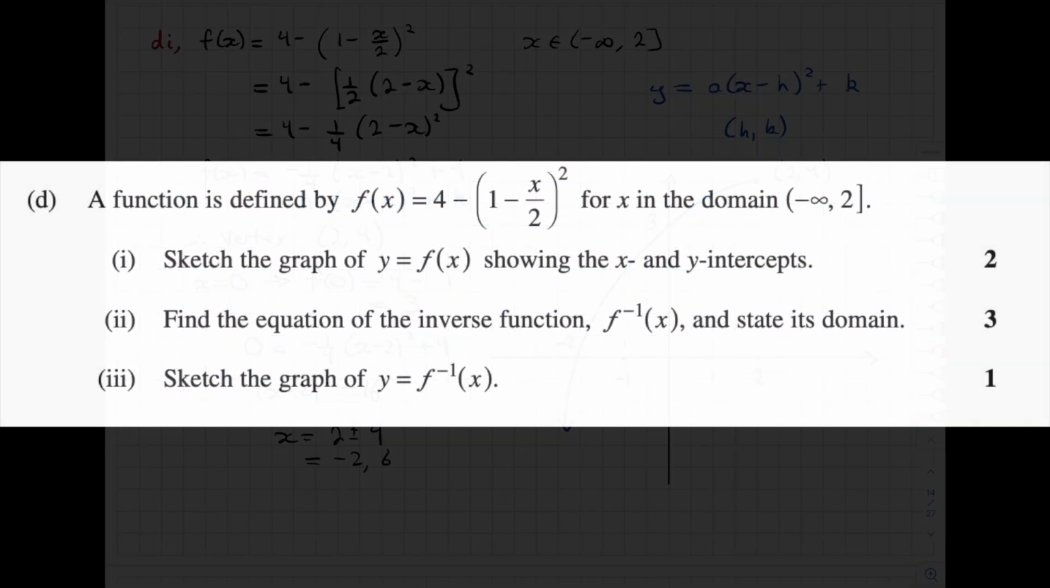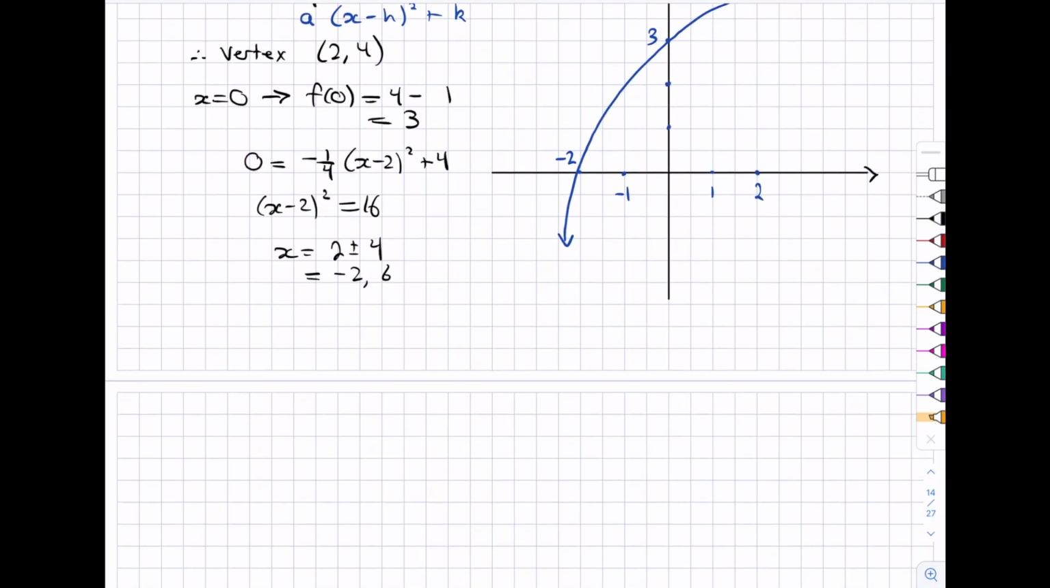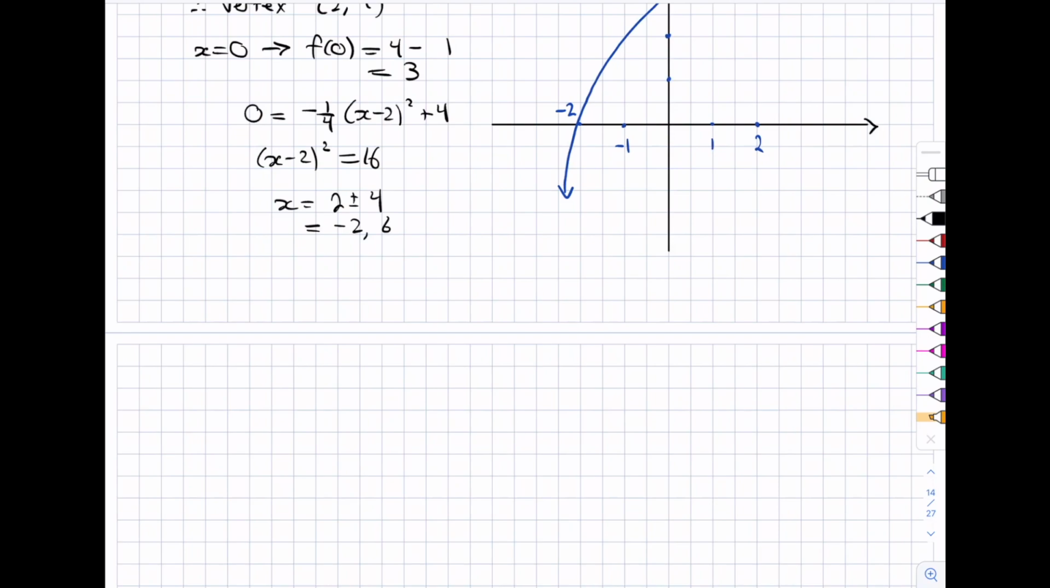The next part says find the equation of the inverse function f inverse of x and state its domain. Okay, so now we have to just find the equation of f inverse. So I'm going to do this part down here.